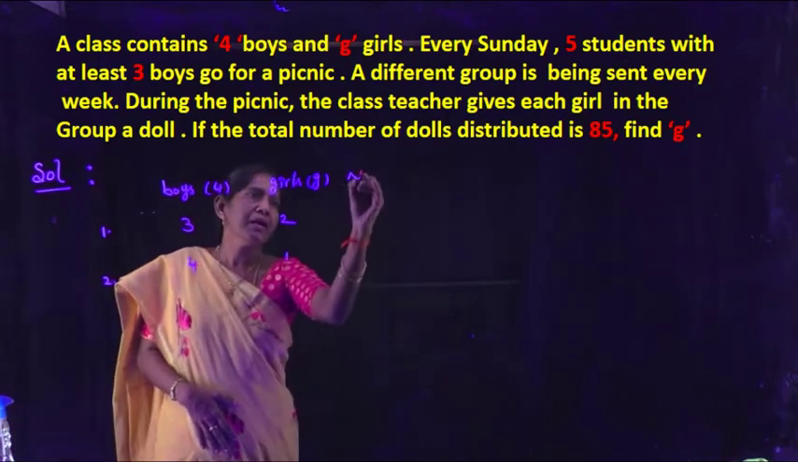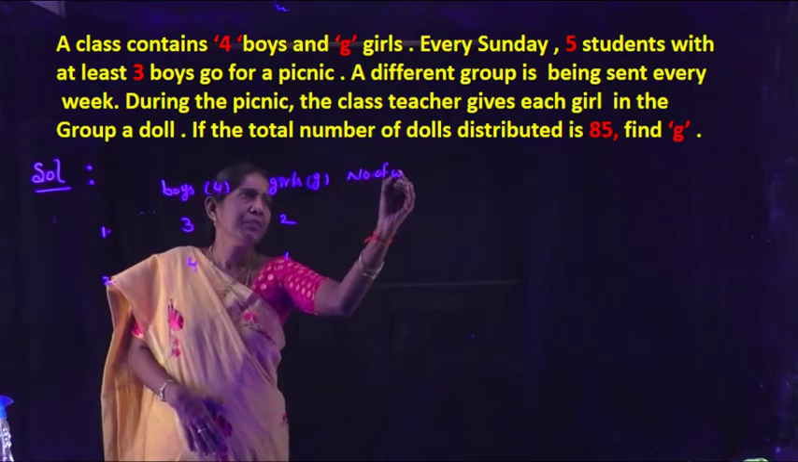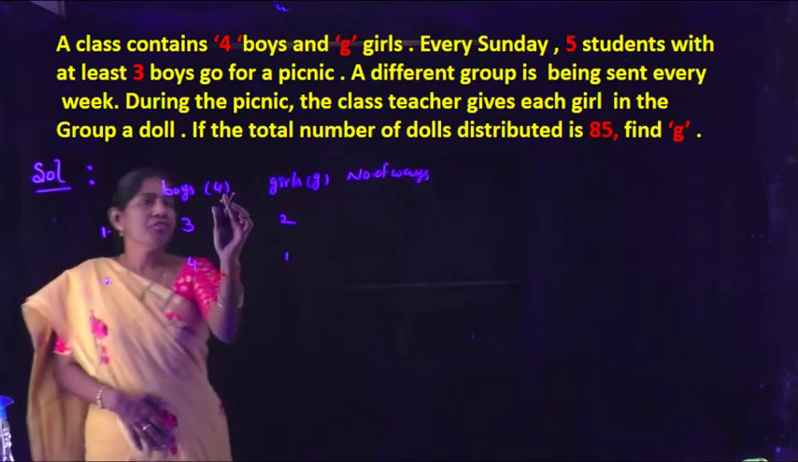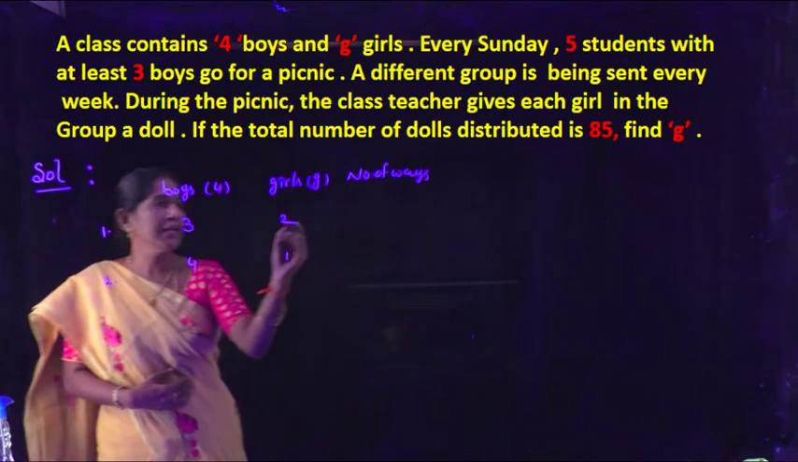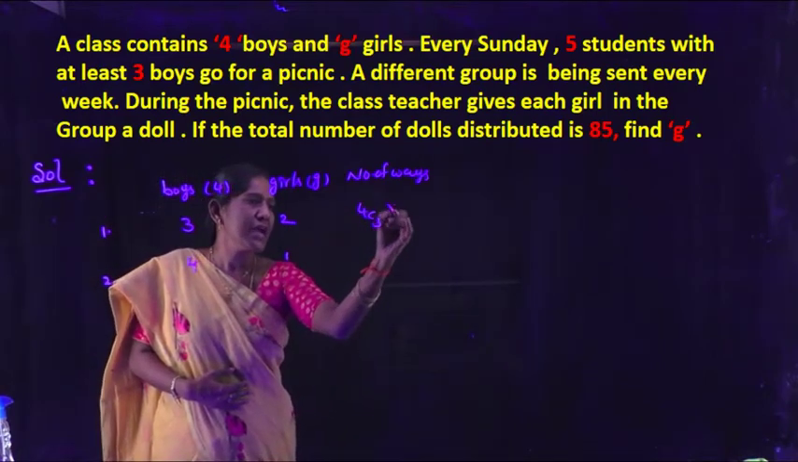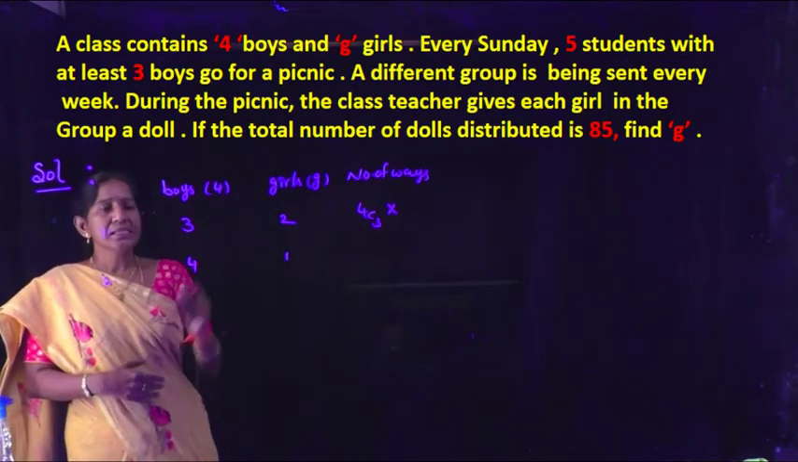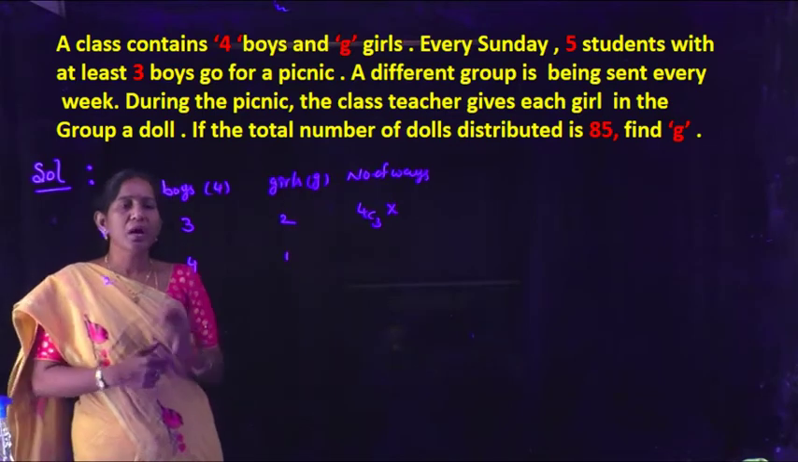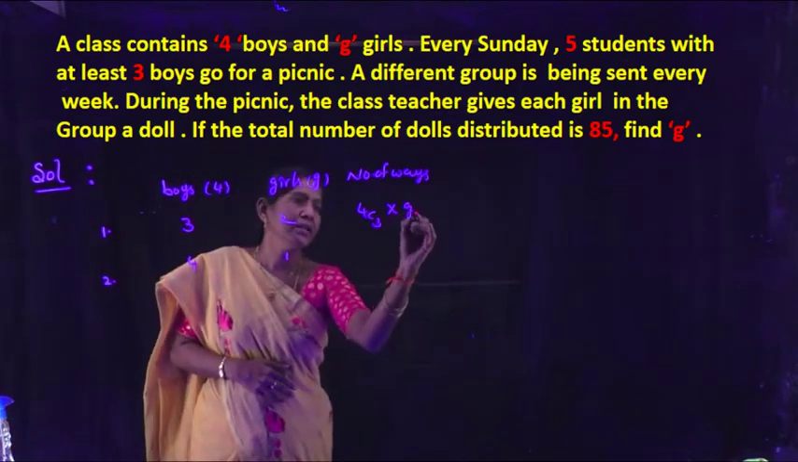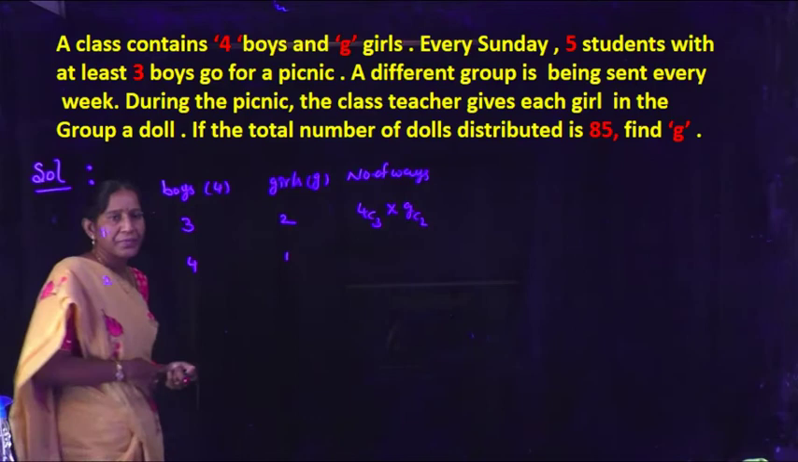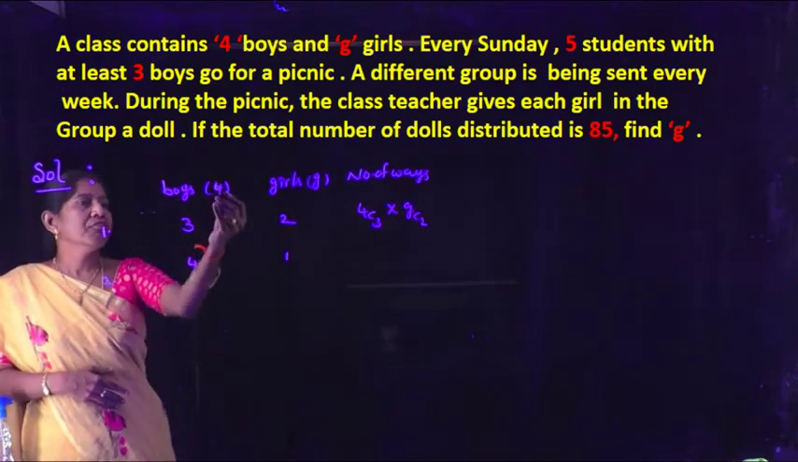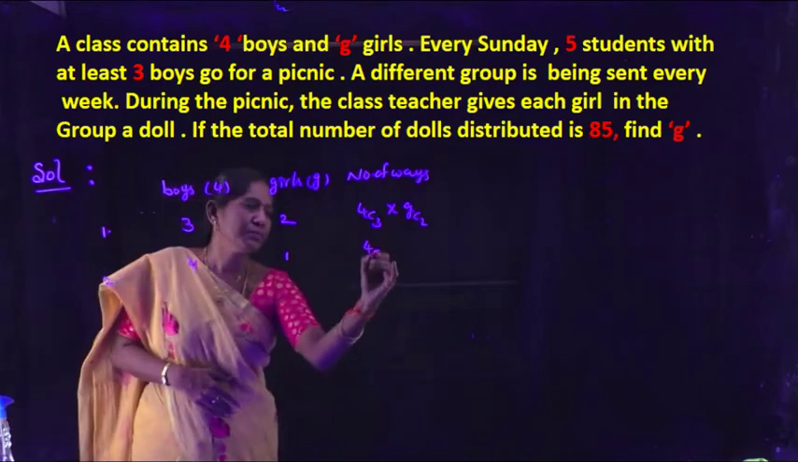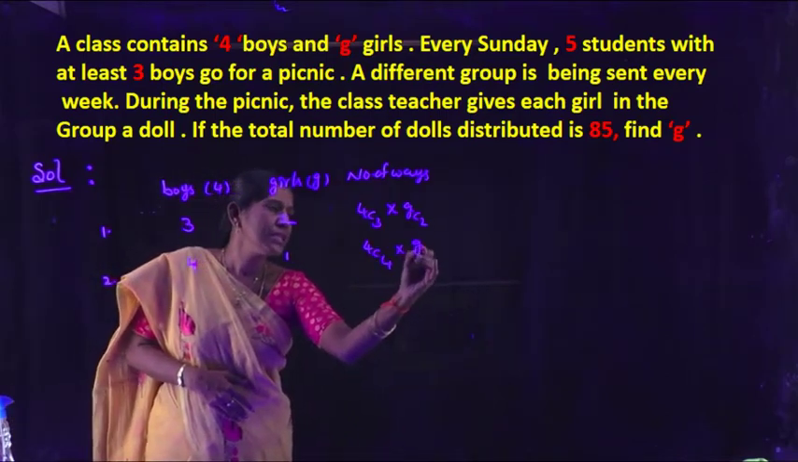Then the number of ways is, from 4 boys choose 3 boys, which can be done in 4C3 ways, and select 2 girls out of G girls, which can be done in GC2 ways. And the second one is, next type is 4C4 into GC1.